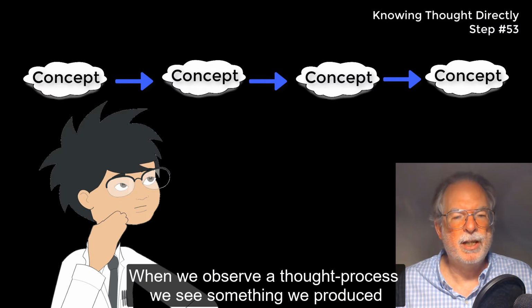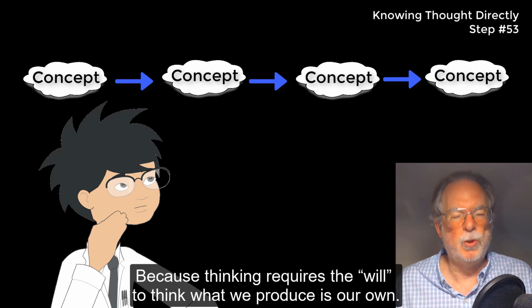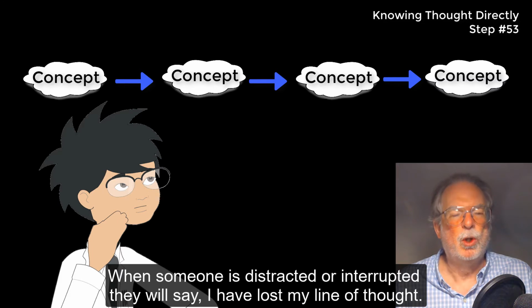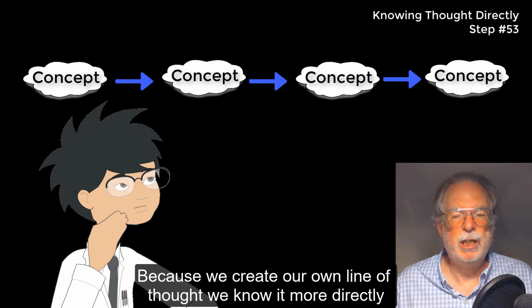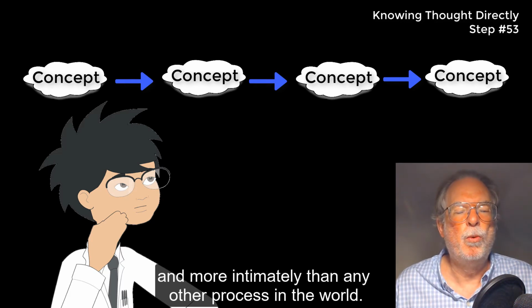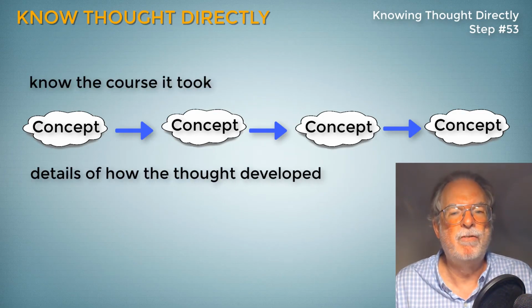When we observe a thought process, we see something we produce out of our own creative activity. Because thinking requires the will to think, what we produce is our own. We consciously stand within a line of thought and supervise its course. When someone is distracted or interrupted, they will say, "I have lost my line of thought." Because we create our own line of thought, we know it more directly and more intimately than any other process in the world. We know the course it took and the details of how the line of thought developed.